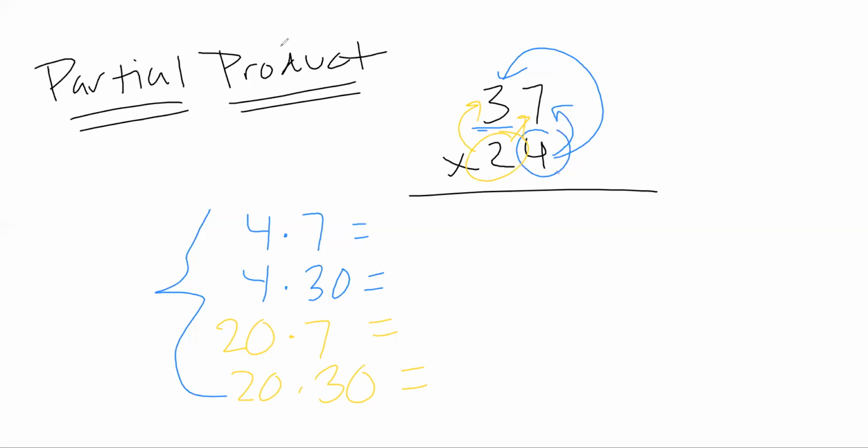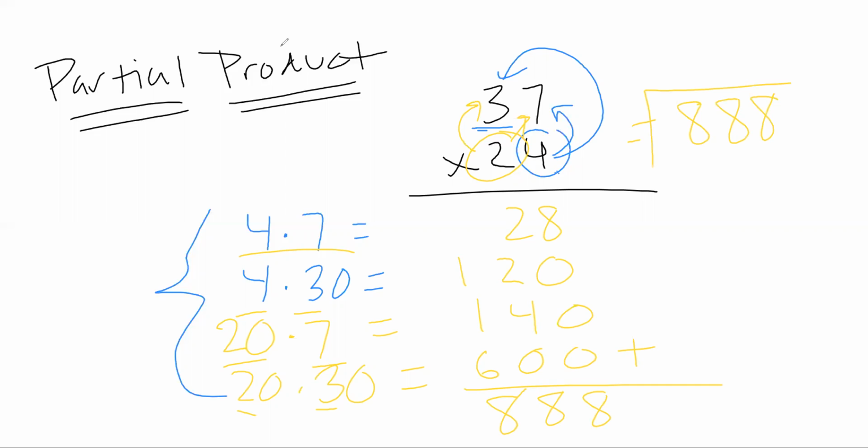Okay, so now we just do the work. 28, 120, 140, and 600. We add them up, and we'll have our answer. 4, 5, 6, 7, 8. 6, 7, 8. Oh, I didn't even plan that. So 888. So that's how you can do that again with your partial products.